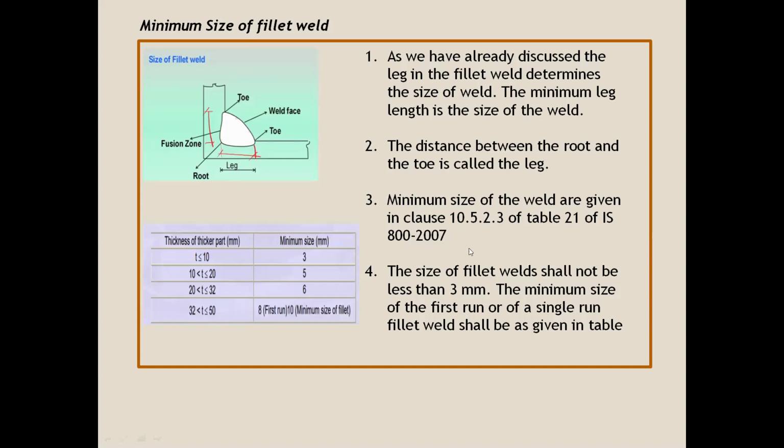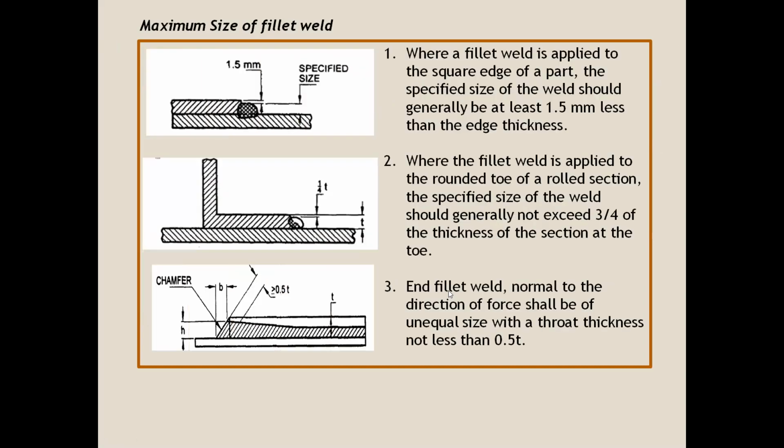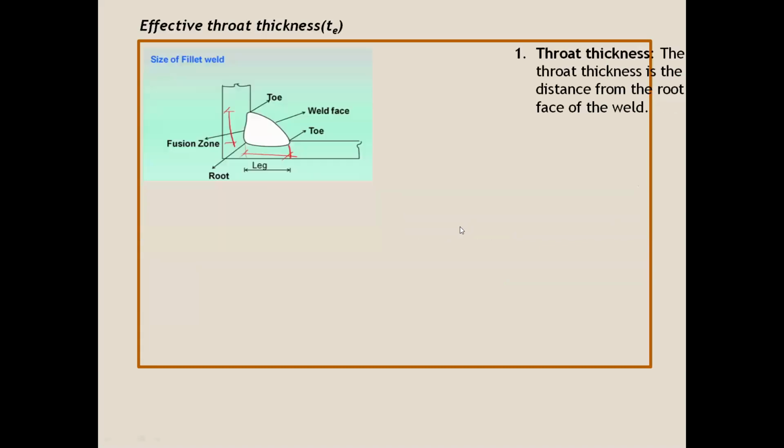Another one we have to explain is the minimum size of the fillet weld. We have to follow Indian standard clause 10.5.2.3 of Table 21 of IS 800:2007 and calculate the minimum length of the fillet weld. The size of fillet weld shall not be less than 3 mm. This is the minimum size of fillet weld, 3 mm. For the maximum size, see the three diagrams: square edge, rounded toe, and unequal size. You have to maintain these conditions for Indian standard.